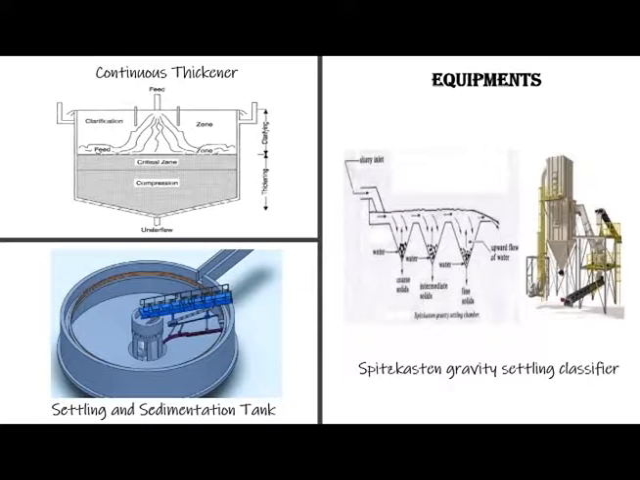Examples of equipment are the settling and sedimentation tank, constant-speed gravity settling classifier, and continuous thickener.